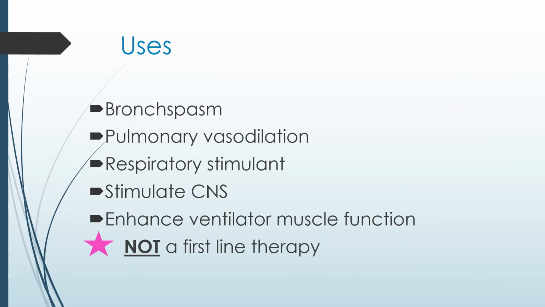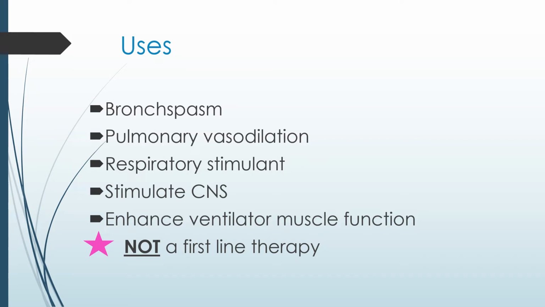All right, so when do we use it, right? What are some uses? What are some things that we see, right? So let's talk about bronchospasm. So this is, like I said, not an acute situation, but a long-term situation. We can see it with bronchospasm. You can see it with pulmonary vasodilation, right? It's a known respiratory stimulant. It stimulates the central nervous system, and it does enhance ventilatory muscle function.